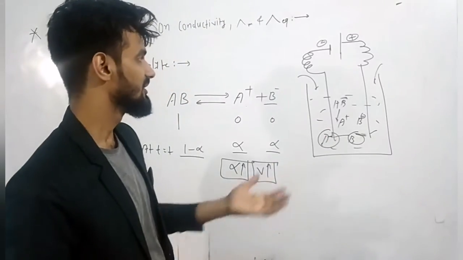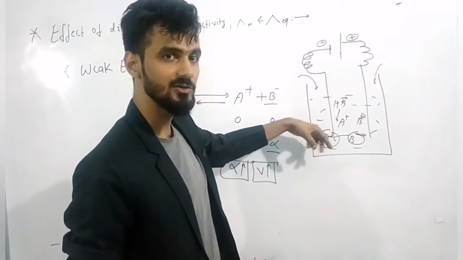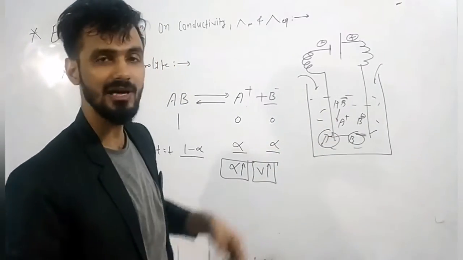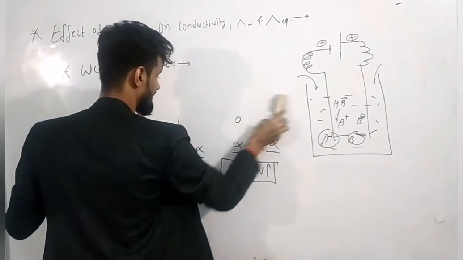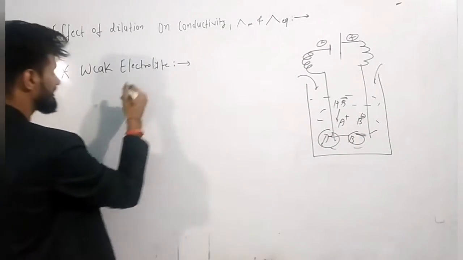One factor is that. Now you are going to dilute the solution. Due to this particular reason, the distance between ions will also increase. So two factors will work. I am just roughing it out now. For weak electrolyte, two factors work.